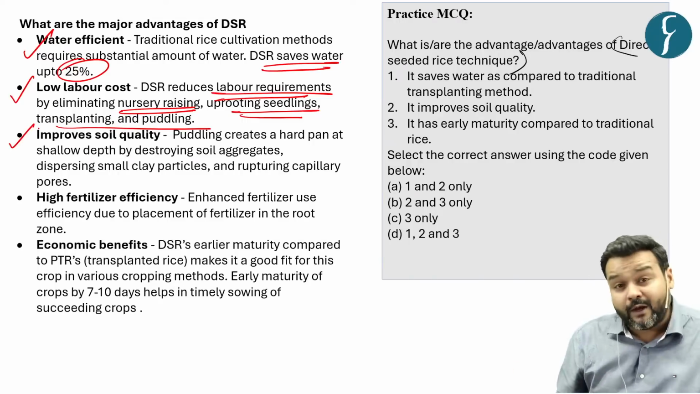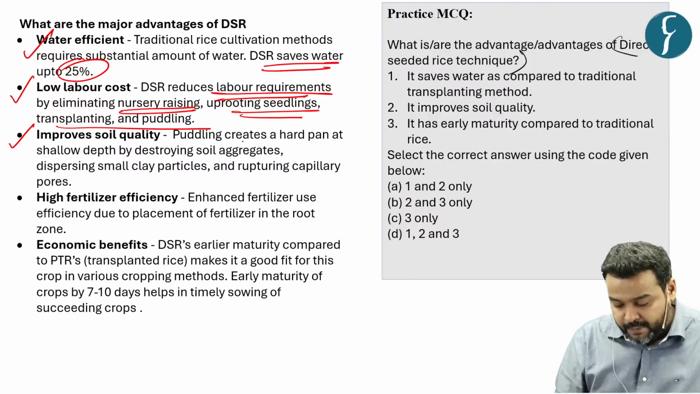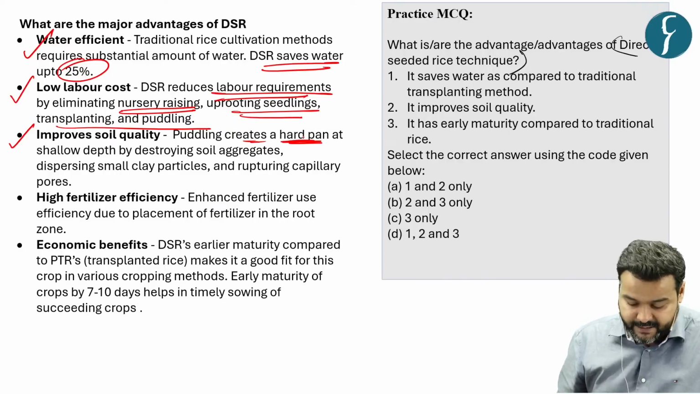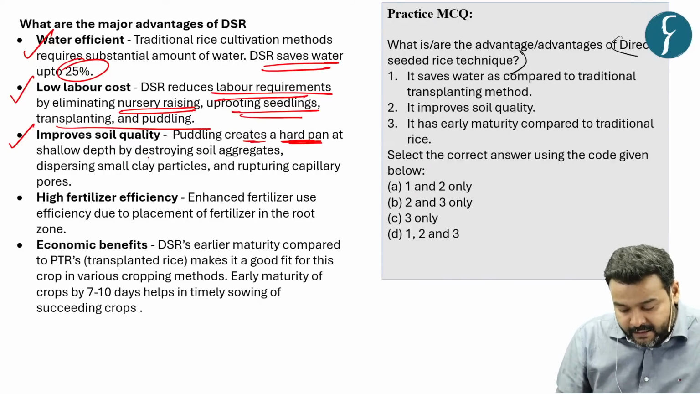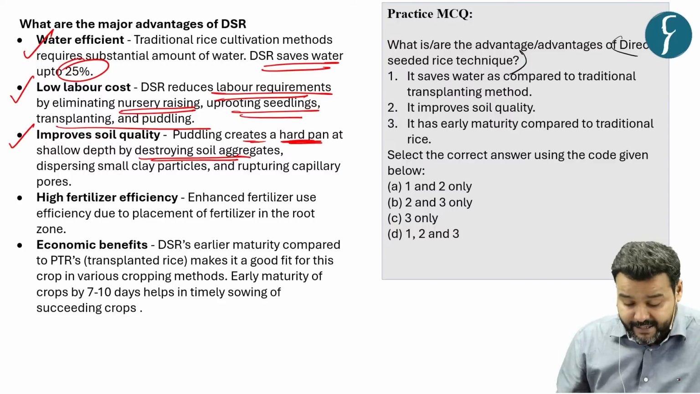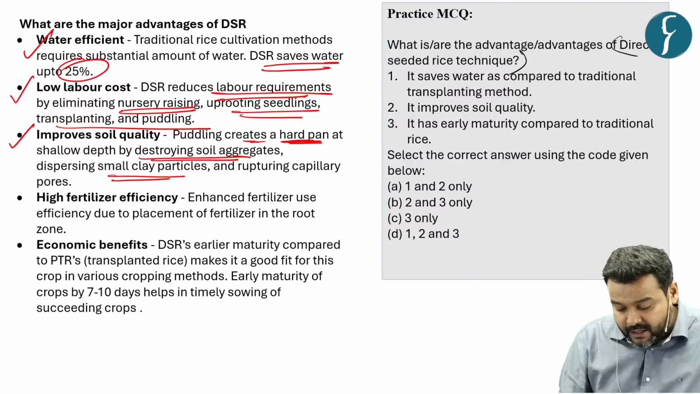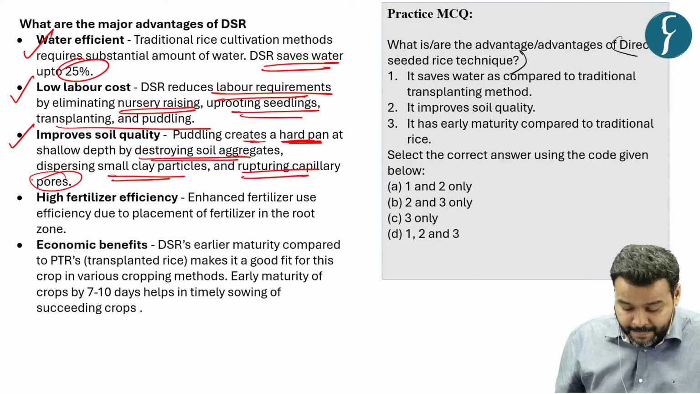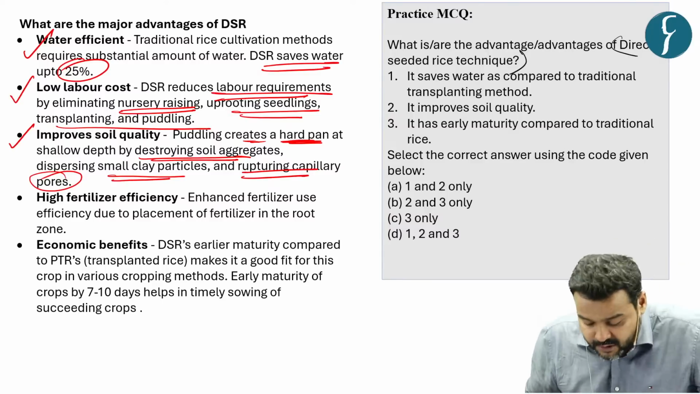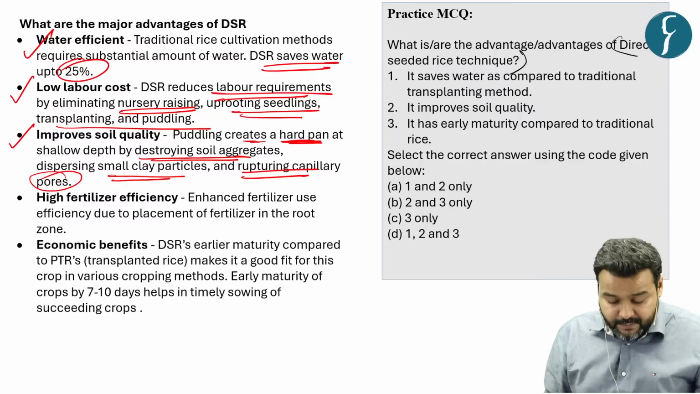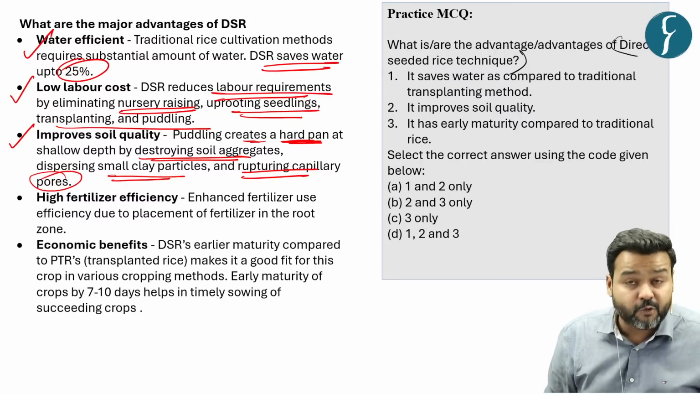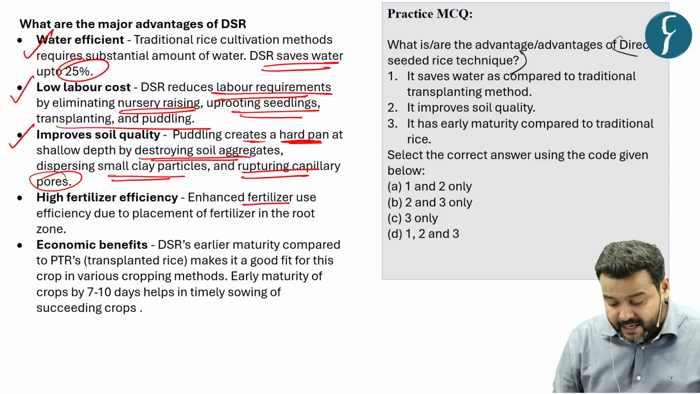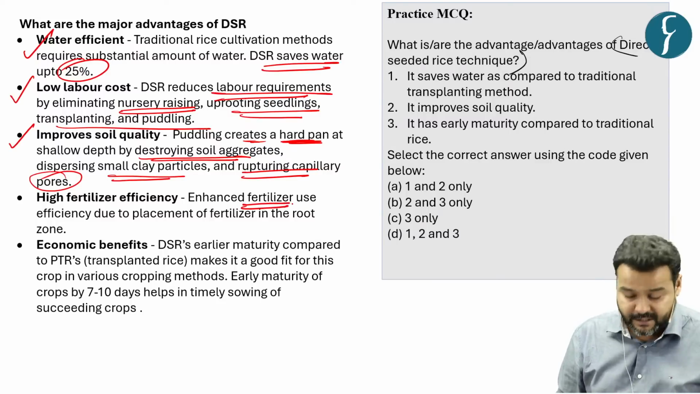It also improves soil quality, because puddling, which you do in the conventional rice sowing practice, creates a hard pan and destroys soil aggregates, dispersing small clay particles and rupturing capillary pores. Definitely these processes are not involved in this method, so it will help in improving soil quality, and it has high fertilizer efficiency.